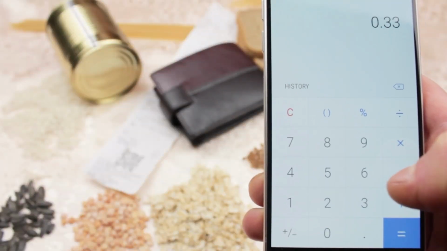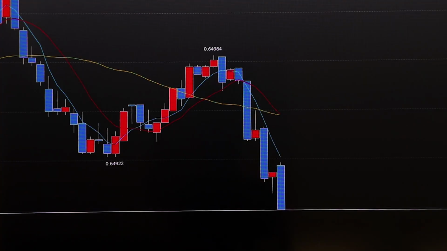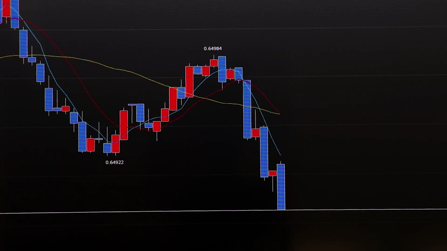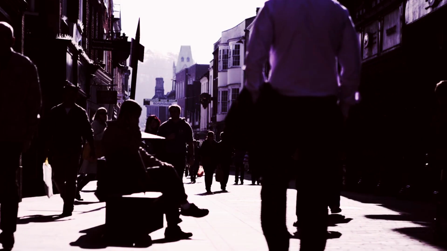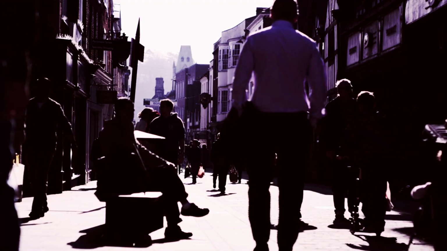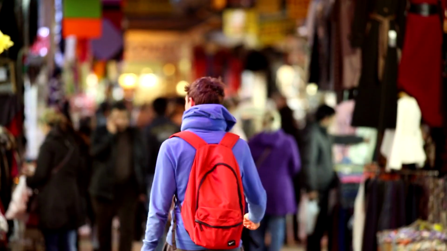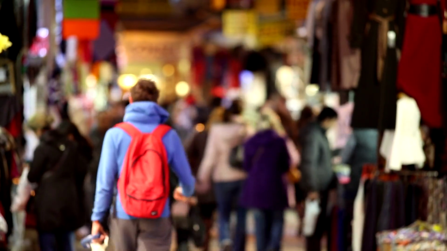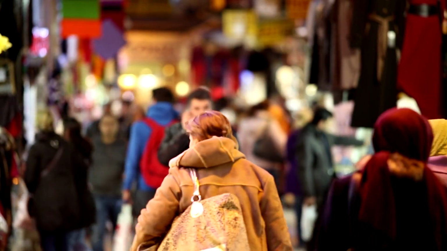Picture a scenario where a popular smartphone goes on sale. As the price drops, more people are likely to purchase it, leading to a surge in demand. Conversely, if the price were to skyrocket, many consumers would hesitate or even forego the purchase altogether. This behavior is influenced by various factors, including consumer preferences, income levels, and the availability of substitutes.